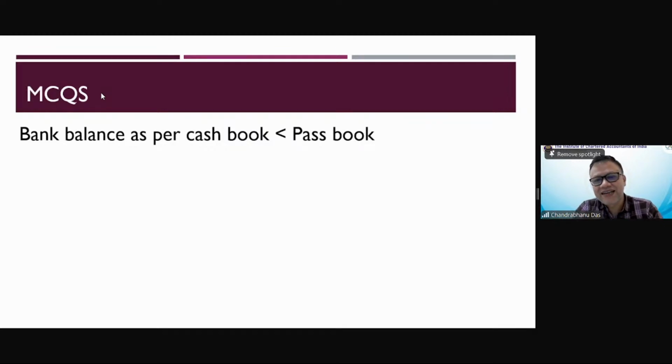Your bank book is not matching with the bank column of the cash book, so you have to reconcile. For that, you have to find three types of differences: one is timings, one is transactions, one is errors. Once you find these differences, you have to see whether you have to add or subtract them. That is what we have understood.